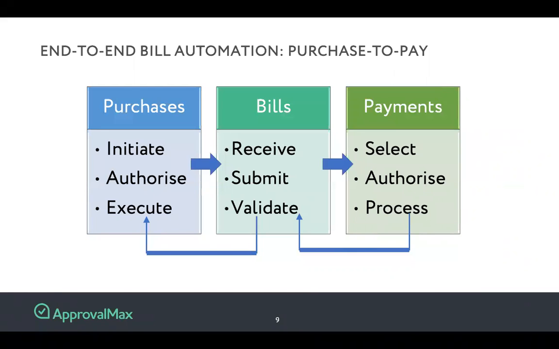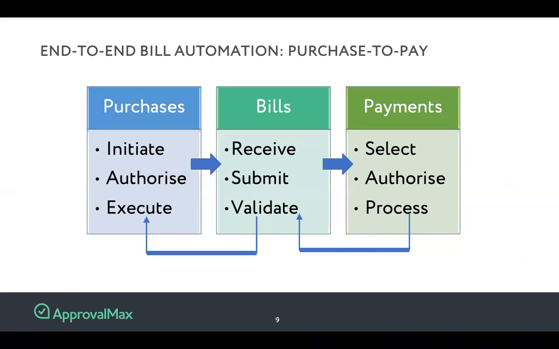In other words, first of all, we are initiating the purchase. So someone in the organization is buying something, right? Then you are receiving a bill. You need to add it into the accounting system and validate it. And finally, it comes to the payment, which is actually a separate process compared to the bill authorization process. Basically, you select those bills that you would like to pay, you authorize the payment, and you make the payment. So this is the blueprint, the way we see this end-to-end bill automation workflow.